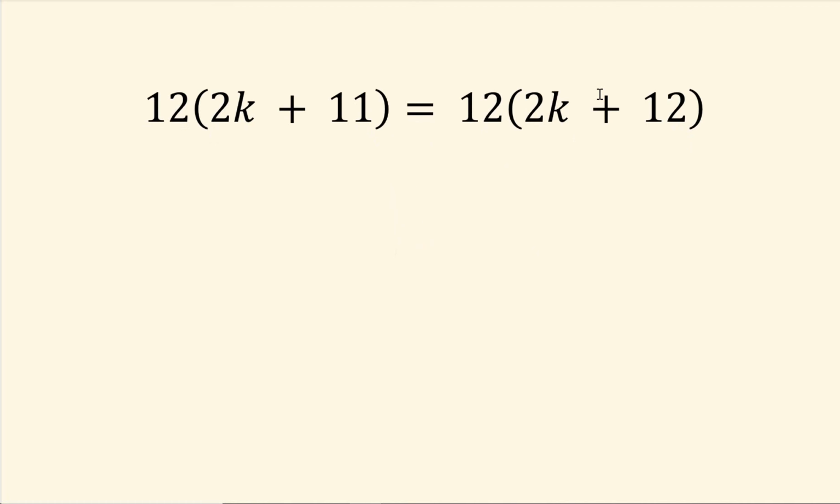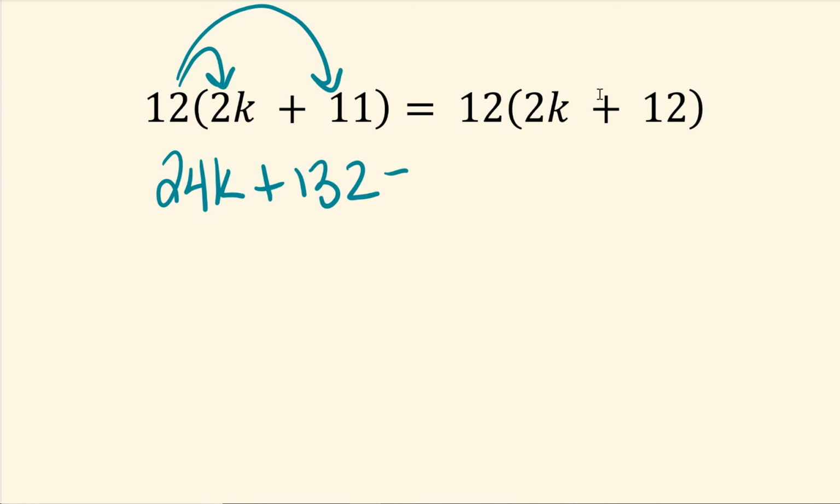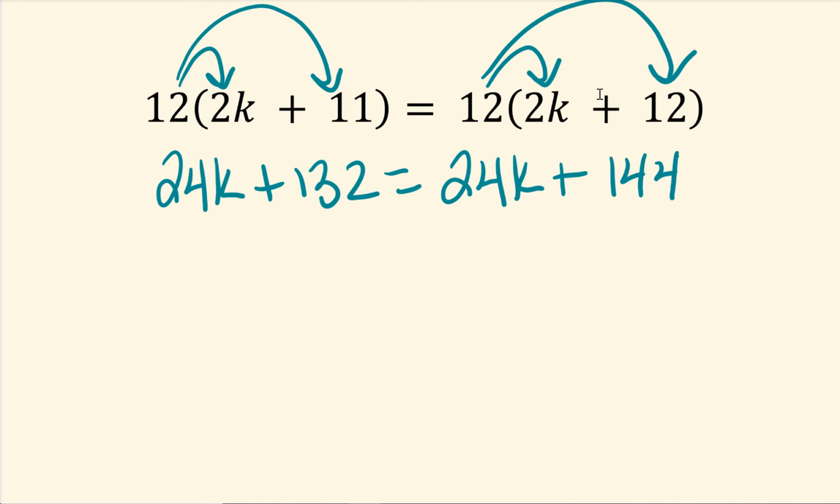Alright, for this example, we're going to start by distributing 12 times 2k, which is 24k. And then 12 times 11, which is 132, equals 12 times 2k, which is 24k, plus 12 times 12, which is 144. And whether you choose the traditional method or the box method is completely your choice. I'm just going to do this one real quick with the box.